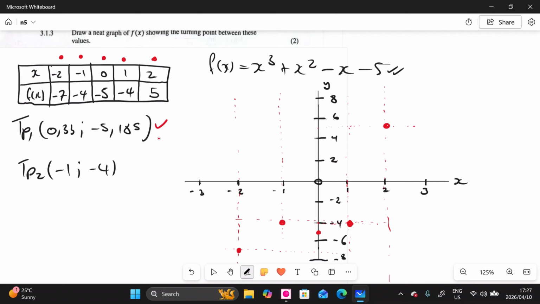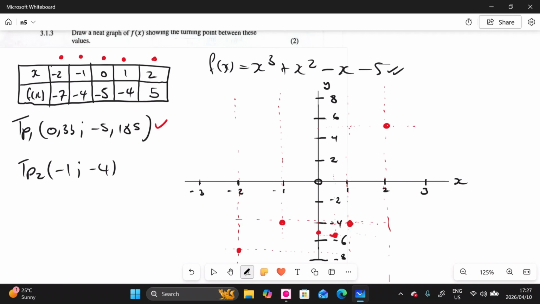Now let's look at our turning points. Let's start with turning point 1. When x is 0.33, our y is going to be negative 5.18. So 0.33 is somewhere between 0 and 1, so in the middle. So we draw again a line there, and then our y is going to be negative 5.1. Negative 5.1 is a little bit lower than this one here. So you draw a line there, and wherever they meet, this is going to be your turning point.